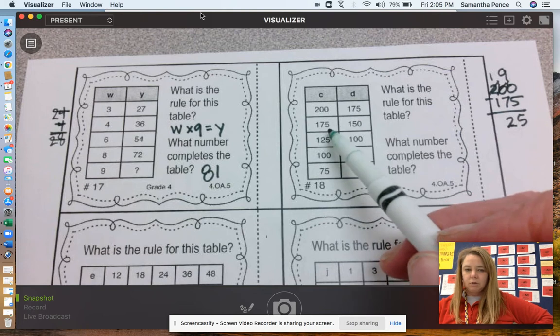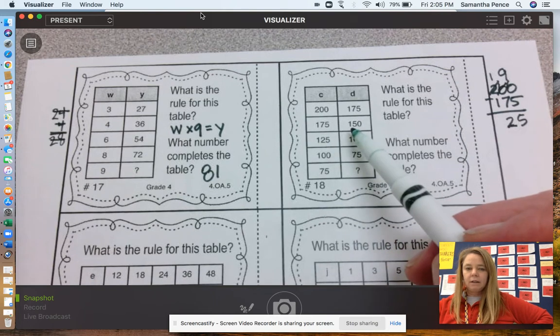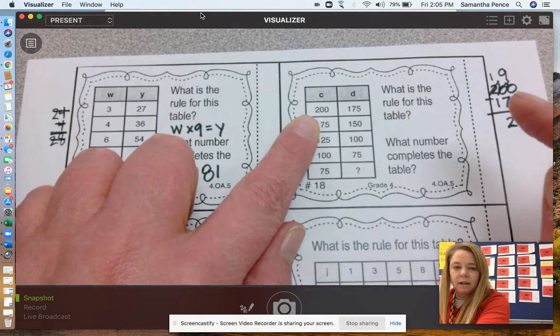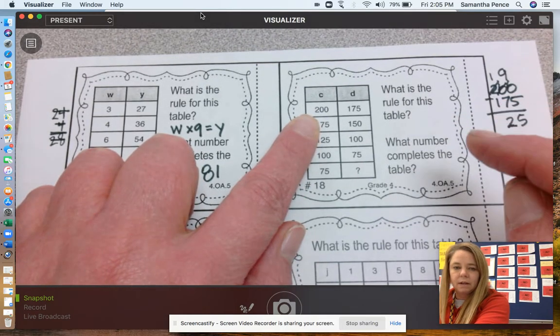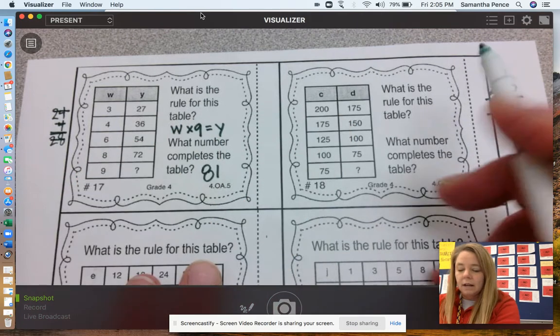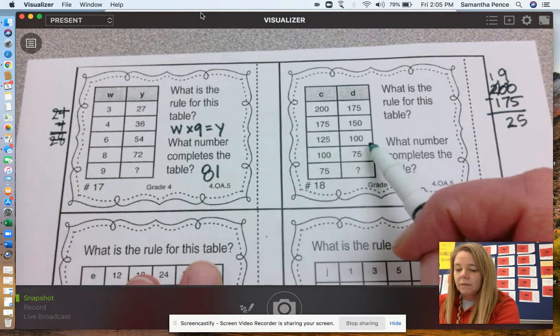Let's see if that would be true. 175 minus 25, is that going to give us 150? I'm going to say yes. I'm thinking about it like in quarters. So 75 minus 25, or 75 cents minus 25 cents is 50 cents if I took away that 1. And then I have 125 minus 25, that's 100.